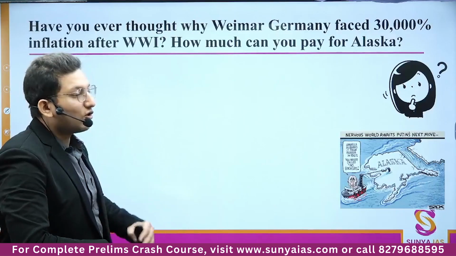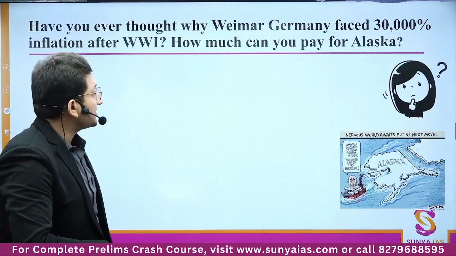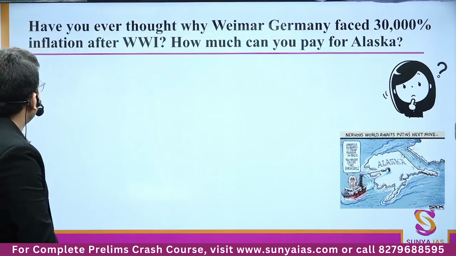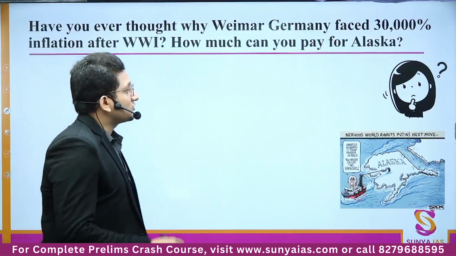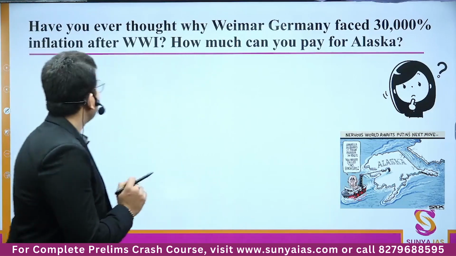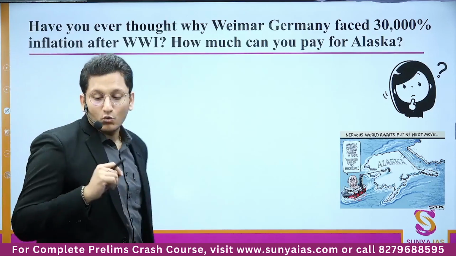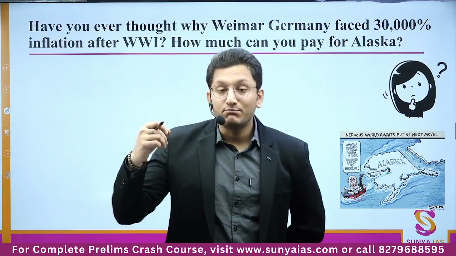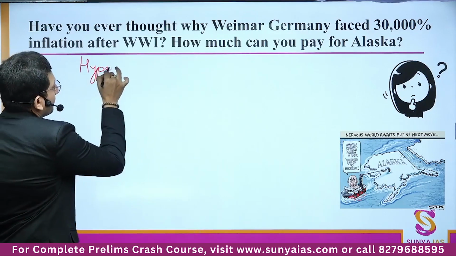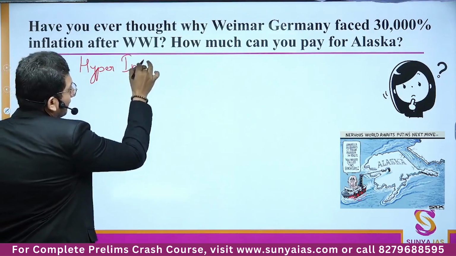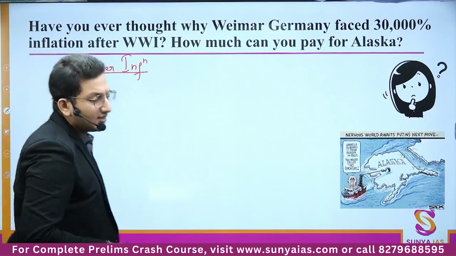As you know, I always start with a particular question. So let's see, there are two questions. Let's first read the first question. Have you ever thought why Weimar Germany faced 30,000% inflation after World War I? Perhaps this is the best example of hyperinflation, which we are going to understand. Let's see.